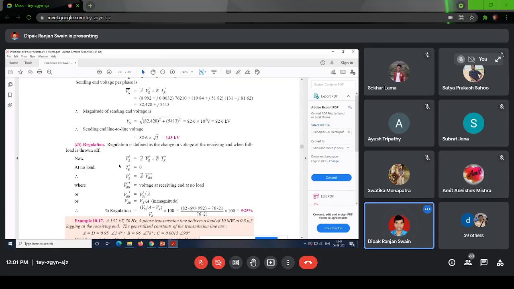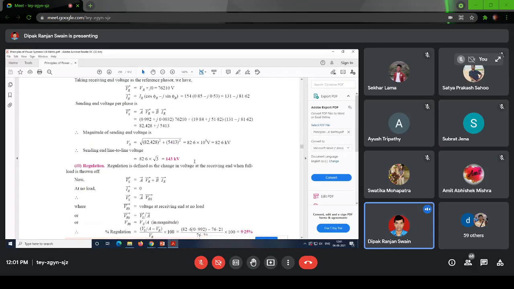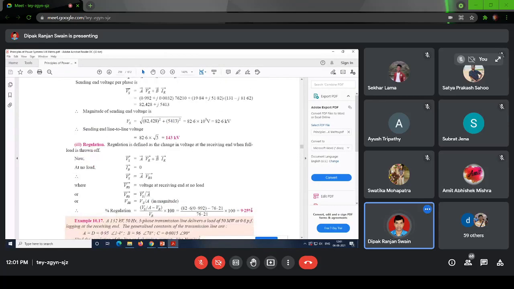You can put the no load and full load conditions, but you don't need it. You just put the values of regulation at any point. What is the sending end minus receiving end by the receiving end? That will also give you the same answer.